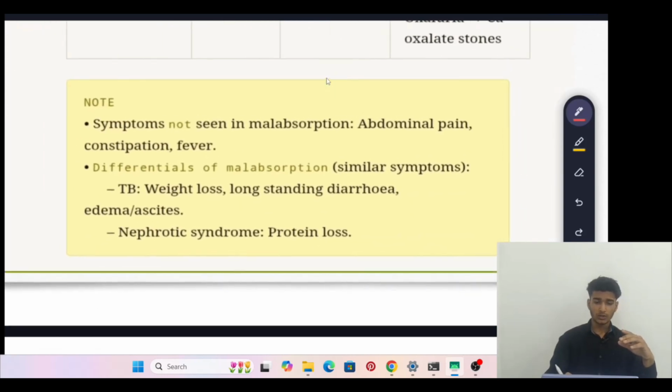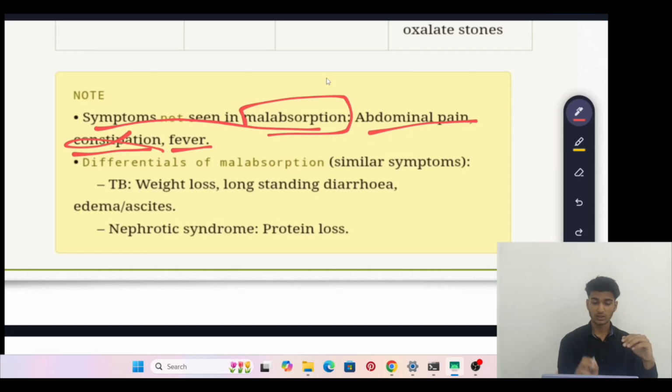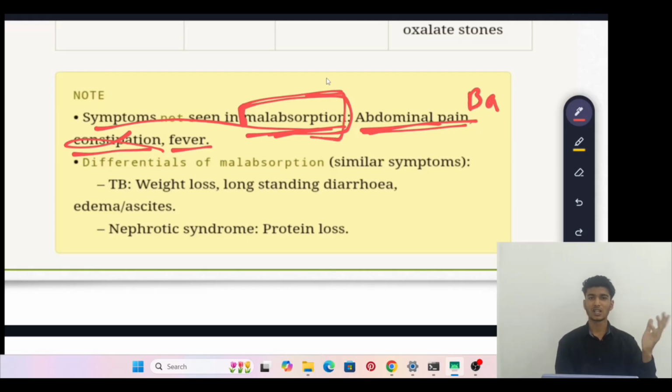So what is the note given here? Symptoms not seen in malabsorption: abdominal pain, constipation, and fever. In malabsorption, you will mostly see diarrhea, not constipation. Abdominal pain will be there if it is large intestinal diarrhea, but not due to malabsorption. It is due to invasive bacteria like Shigella, and fever. Fever is not present in malabsorption.